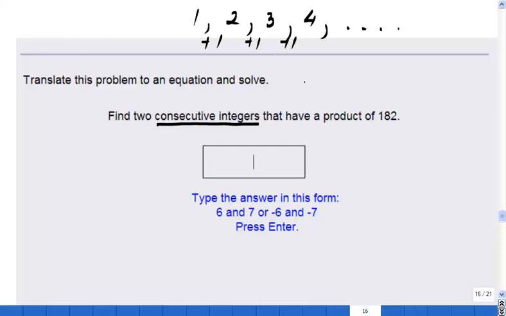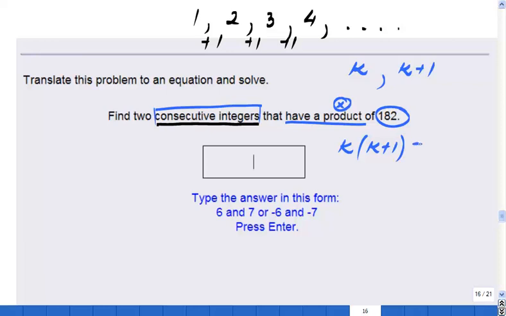So if I name my first integer k, well, the next one will be k plus 1. These are my two consecutive integers. More information is given about them, and the information says they have a product of 182. Product means multiplication, right? So k times k plus 1 equals 182.